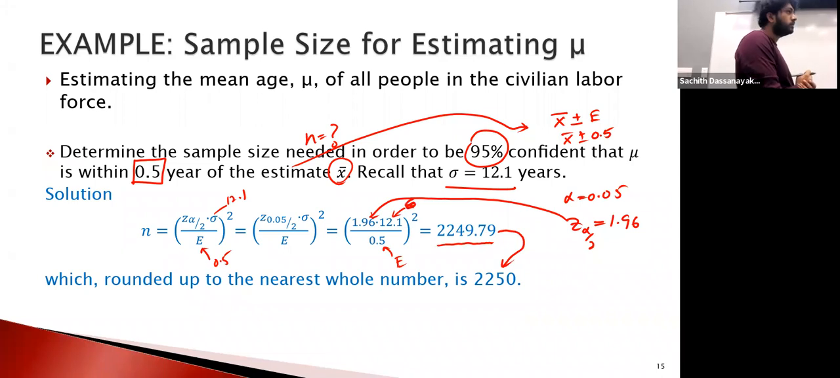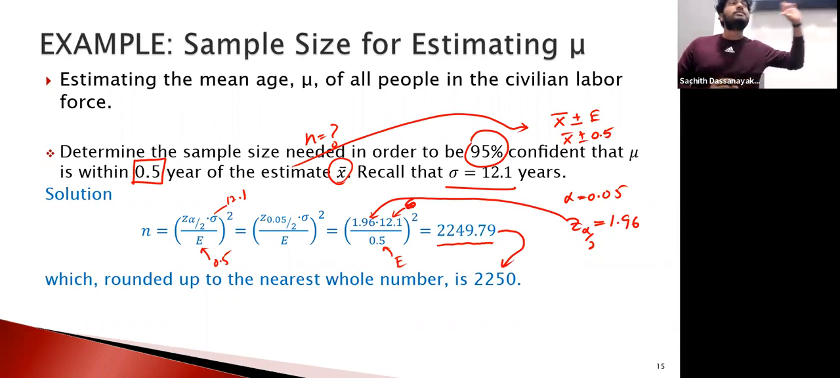Clear? If you have a question to find the sample size based on this much error, this is the only way. There are no other ways, just this one. Clear?